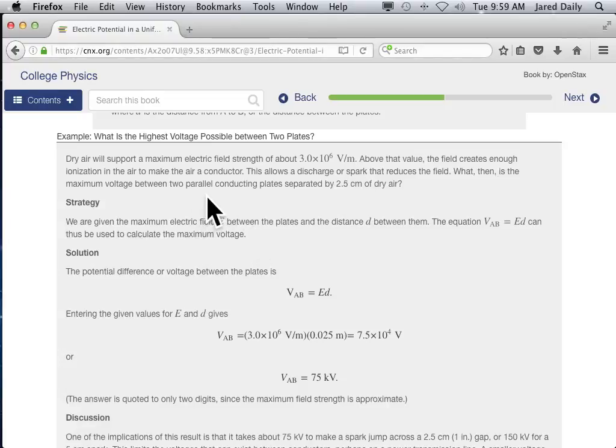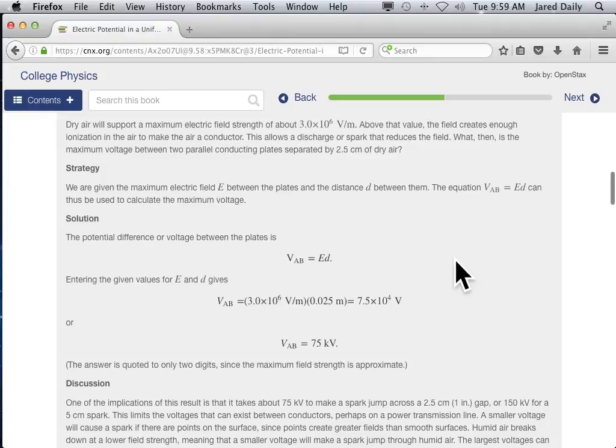So what happens if we have two parallel conducting plates that are separated by 2.5 centimeters of dry air? We've been given a distance. We know the maximum electric field. We want to know the potential. So we have 0.025 meters, 2.5 centimeters. That's our distance. Here's our maximum electric field that can be created there. What voltage are we going to get? We're going to end up with 7.5 times 10 to the 4 volts, which is 75 kilovolts.